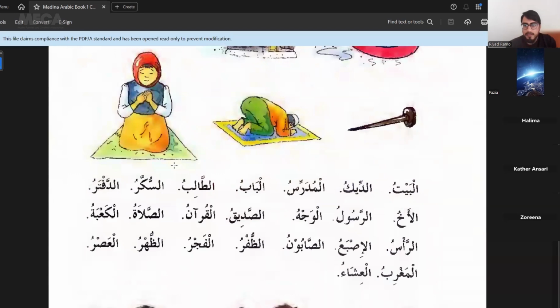Next one, Fazia, this one. Usukaru. Say it again, sorry. Close. There's no u sound. It's an a sound. Asukaru. Very good. Sugar, the sugar. Very, very good. Okay, next one, Halima.